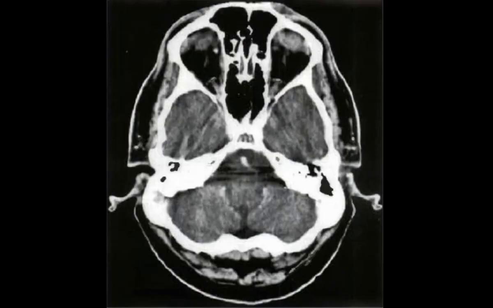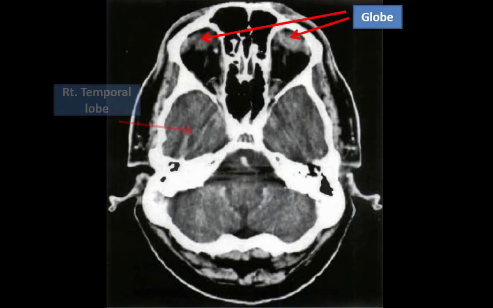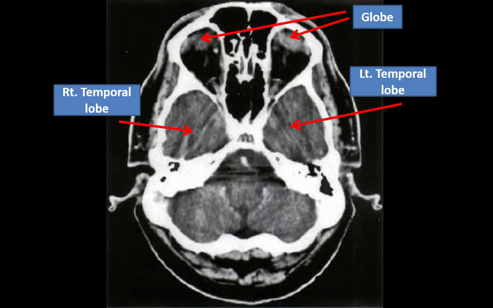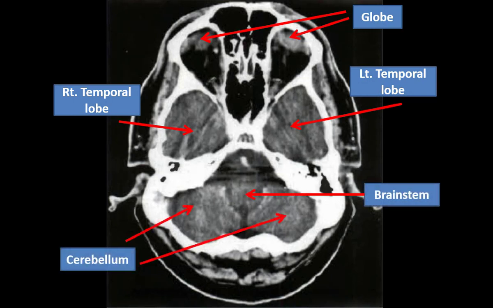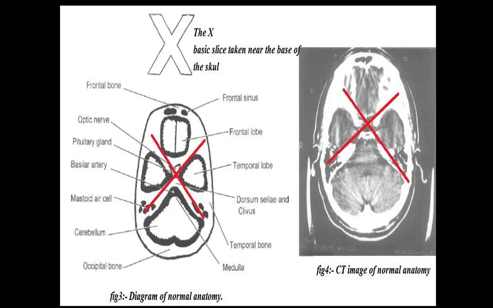This is the first section, which is taken at the base of the skull. You can see these are globes. These are temporal lobes. Here lies the brainstem, and these are the cerebellum. So this is the first section which you get when you take the section at the level of the base of the skull. You can relate it to a cross. So the first section is cross, where you see the frontal lobe, the temporal lobe, the cerebellum, and here you see the brainstem.